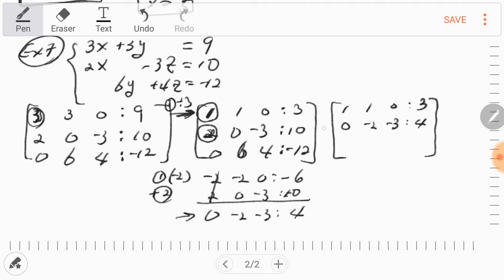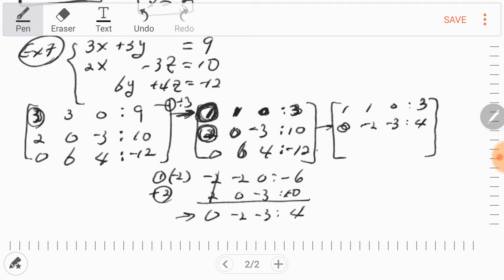How did we get the second row? Multiply the first row by negative 2. So 1 times negative 2 is negative 2, plus 2 is 0. 1 times negative 2 is negative 2, plus 0 is negative 2. 0 times negative 2 is 0, and then negative 3 is negative 3. And 3 times negative 2 is negative 6. Negative 6 plus 10 is 4.